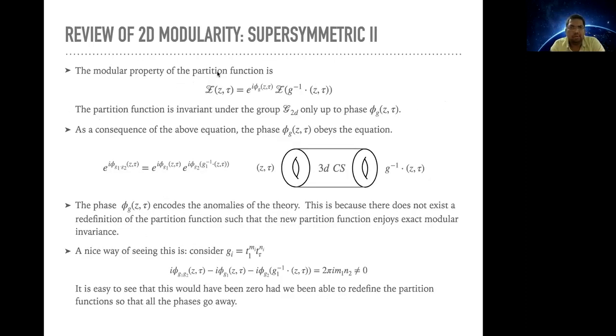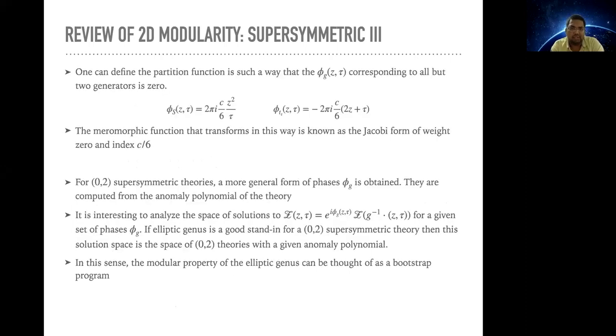Now, the modular property of the partition function can be succinctly written as follows. You have a partition function evaluated at z and tau, and it is related to the partition function evaluated on the g inverse image of the parameters. It's not exactly the same; it's the same up to some phase. But this phase is important because you cannot get rid of it. You cannot redefine the partition function Z to Z prime so that this phase goes away. You cannot absorb this phase in the definition of Z prime, which makes this phase a signature of anomalies. Anomalies are something that cannot be gotten rid of by local counterterms. And that's what we are seeing here.